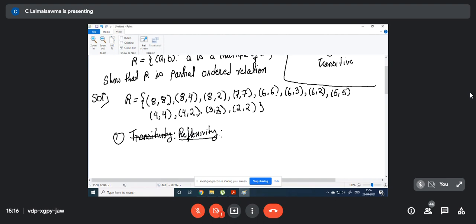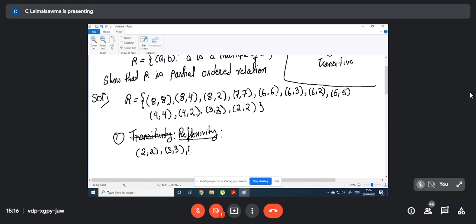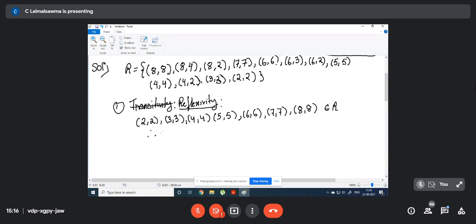It is reflexive because all the elements, 2, 2, 3, 3, 4, 4, 5, 5, 6, 6, 7, 7, every element paired with itself belongs to R. So it is reflexive. Therefore, R is reflexive. Number 2.